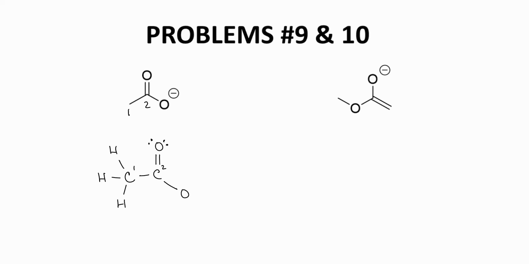That's not what we expect. To fill its octet, we'll need 3 lone pairs. Oxygen with a full octet and just 1 bond is going to have a negative charge if we were to go through the full formal charge calculation.